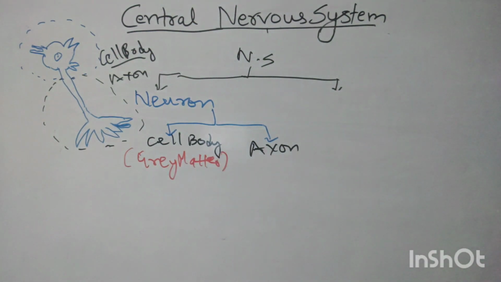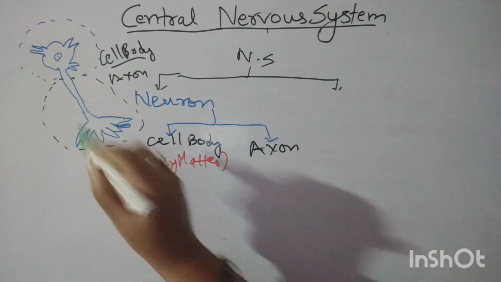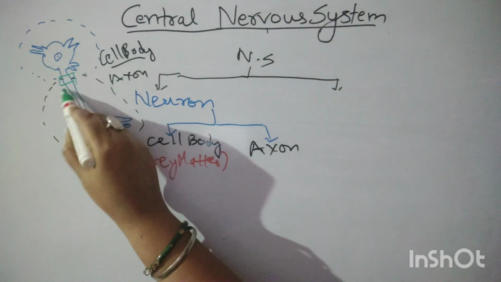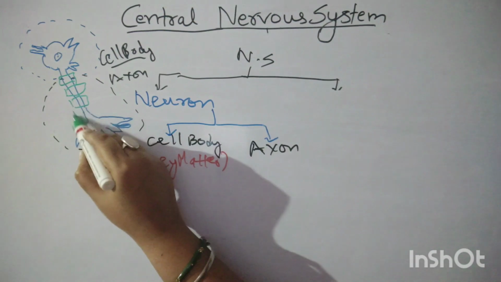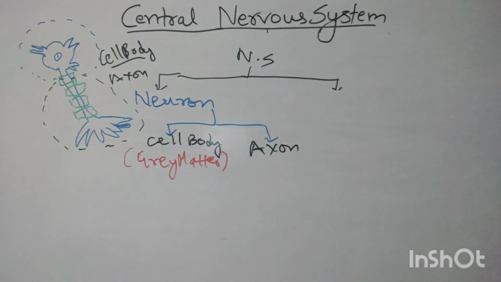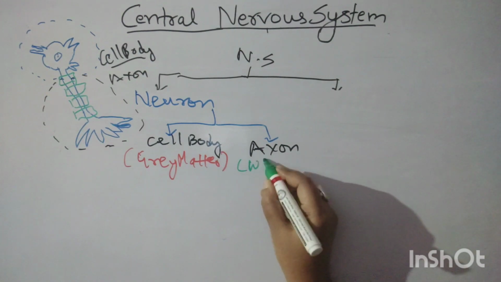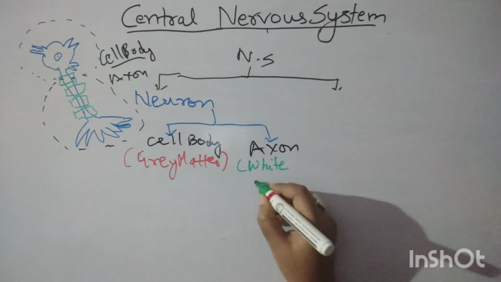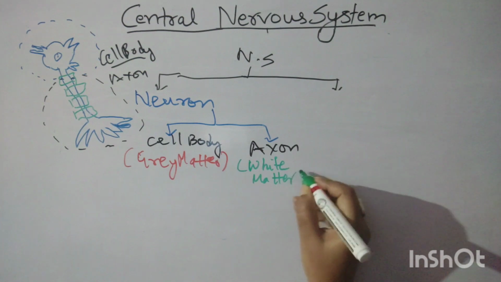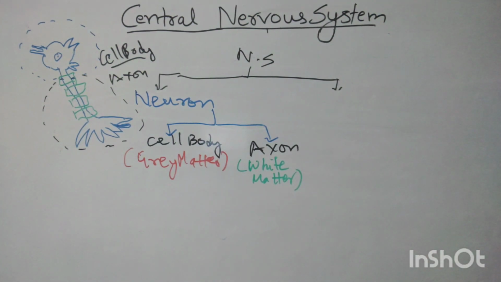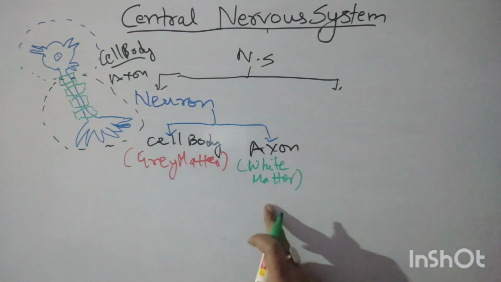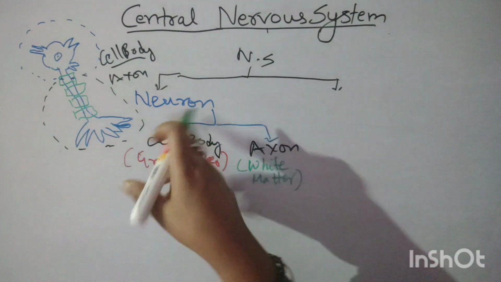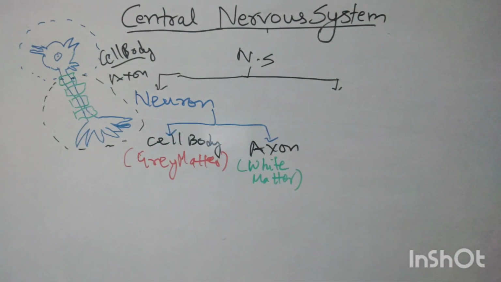It appears gray in color. So if you see, the axon has myelinated sheaths. These are made up of fats, and fats are light in color, so they appear white, so they are called white matter. So the brain has this gray matter and white matter. They're nothing but neurons: the cell body part and the axonal part.